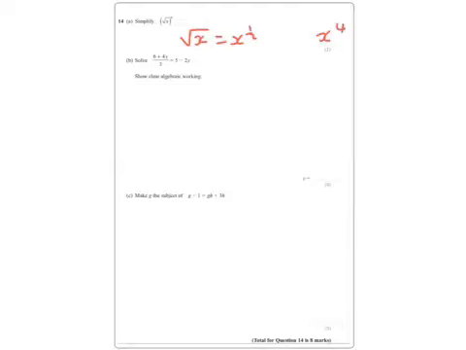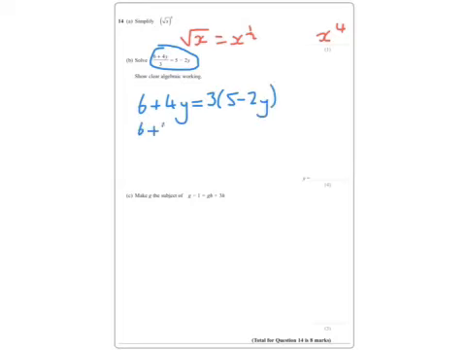Right, next one. Now, on this equation, the horrible looking bit is the divide by 3. So I'm going to multiply by 3 first of all. So every time there's denominators there, I'm going to multiply by them to get rid of them. We don't really want denominators there. So we've got 6 plus 4y equals 15 minus 6y.